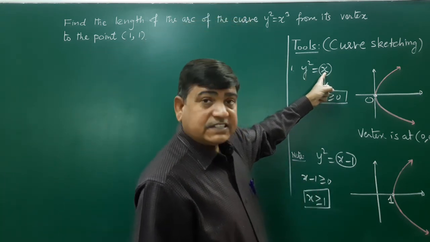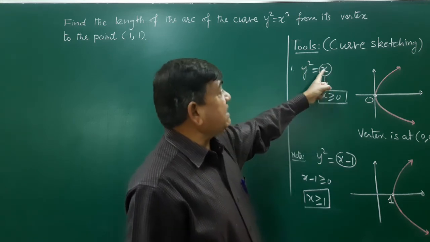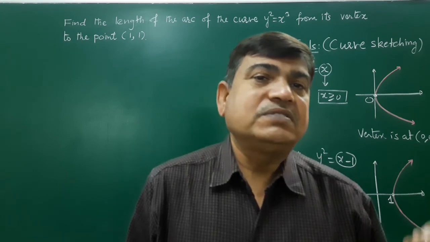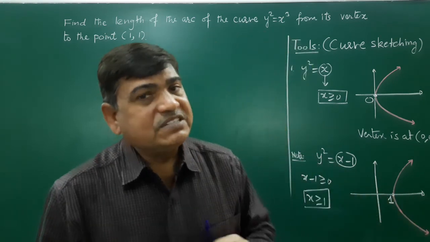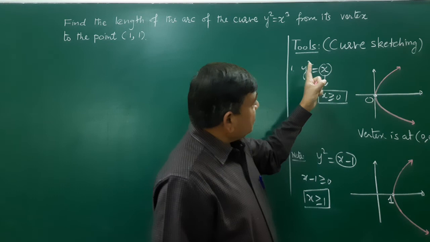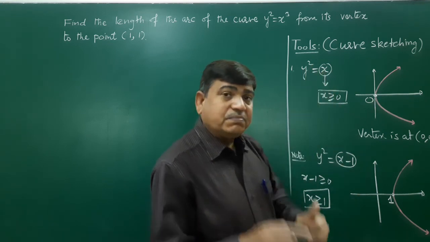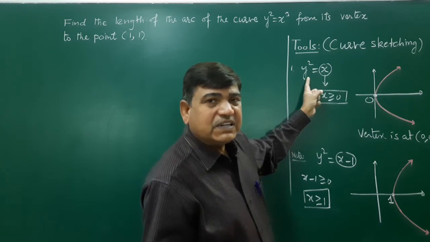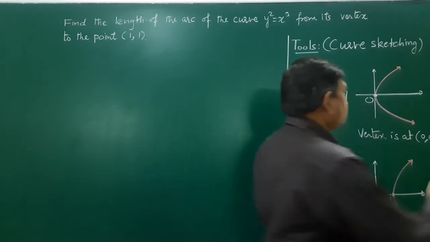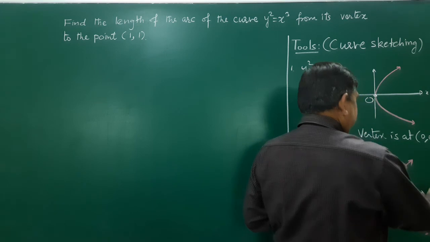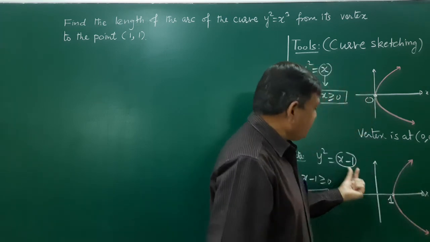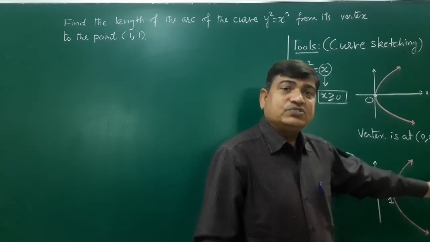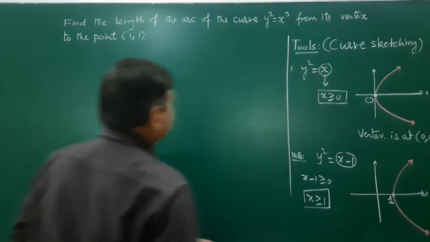Y square equals to x. X must be positive, because if it is negative, then y square equals a negative, it is meaningless, because y becomes an imaginary quantity. So for real values of y, x must be positive or include 0. So this is the well-known curve, the parabola that opens towards the positive x-axis. If it is x minus 1, then you just put the vertex at 1. If it is 2, then 2, and so on. Okay, let us continue.